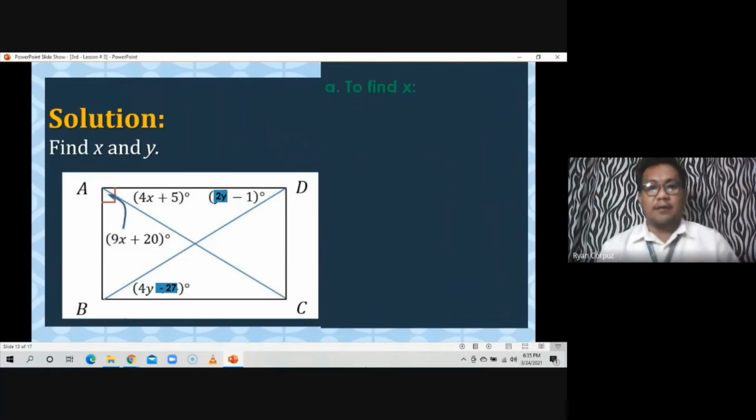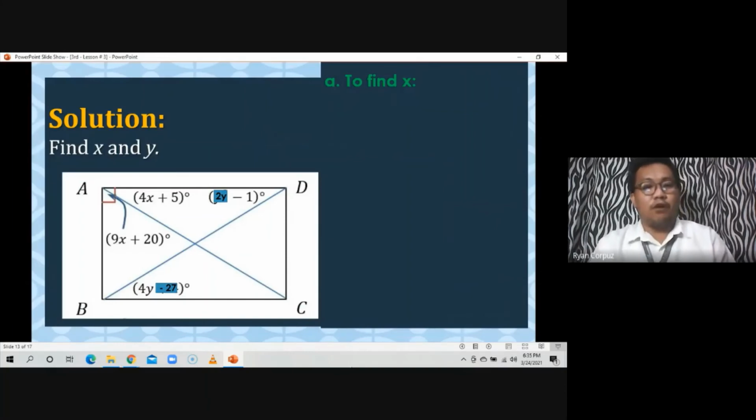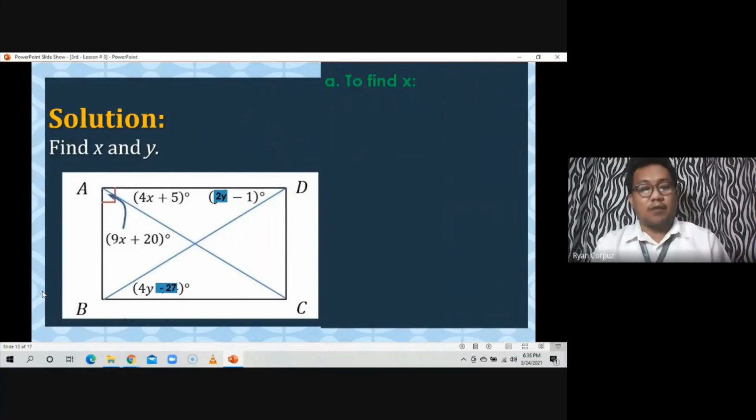So first, to find x, this is our measure. We know that a rectangle has 4 right angles. So this angle, where we drew a diagonal, these two angles are what we call complementary angles. When we say complementary angles, when we get the sum of the two angles, it will be equal to 90 degrees. So we know that a rectangle has 4 right angles, 4 90-degree angles.